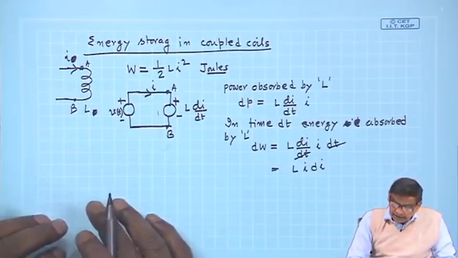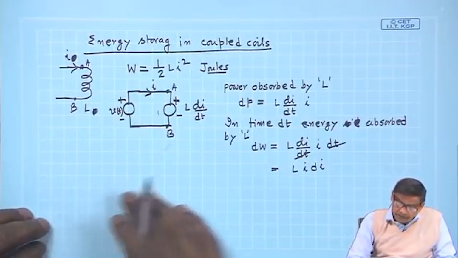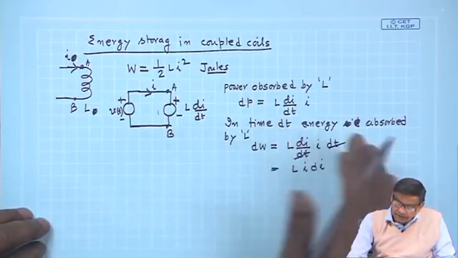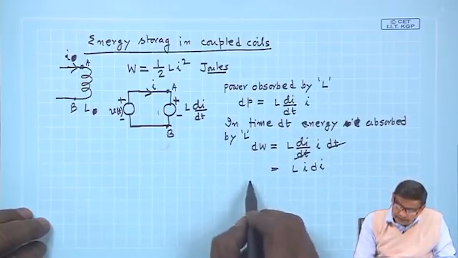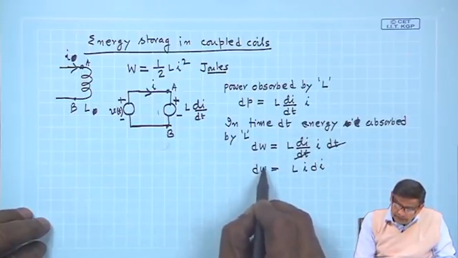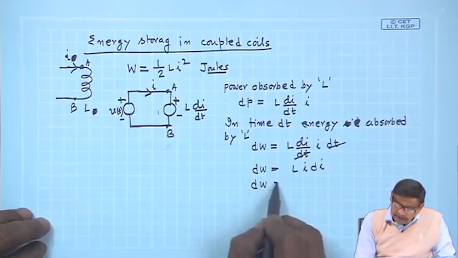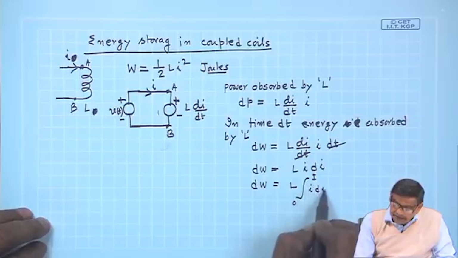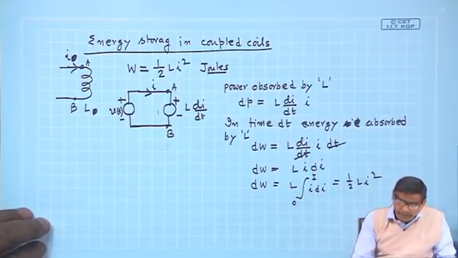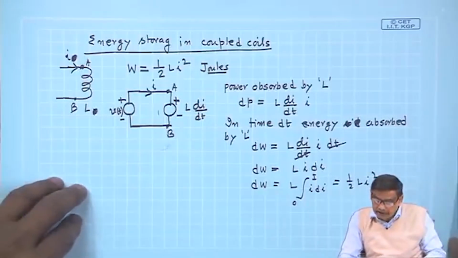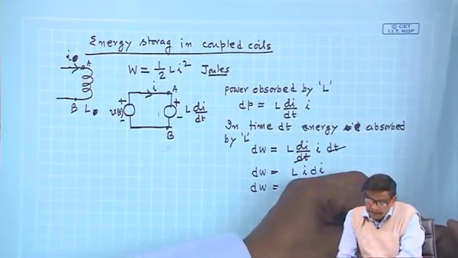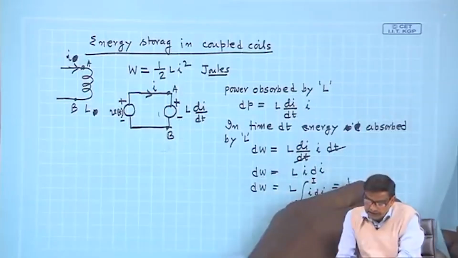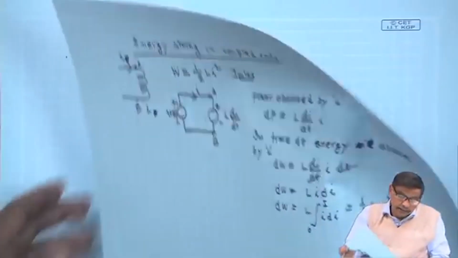Therefore, if you are changing the current from 0 ampere to some certain ampere I, it will be the integral from 0 to I of L I dI, and that gives you half L I square, a very familiar result, you know that. Now, let us see how you calculate the energy storage in a coupled coil.